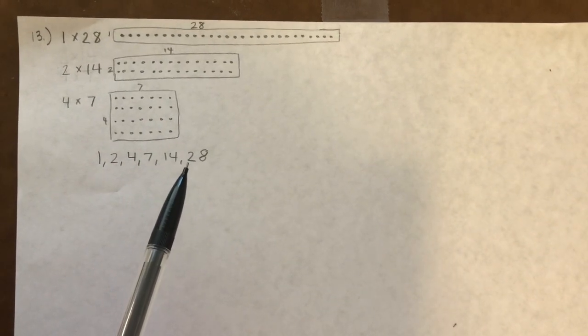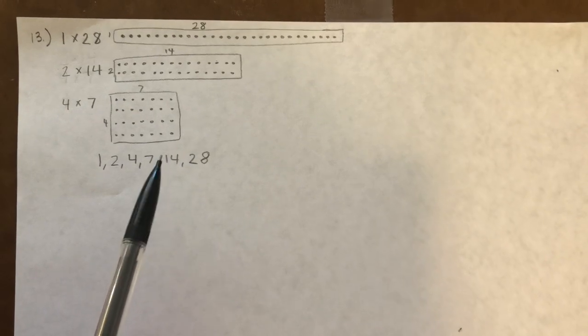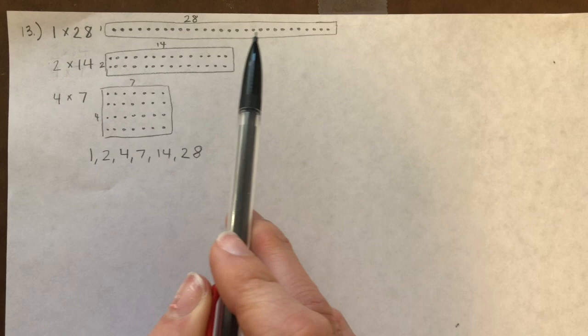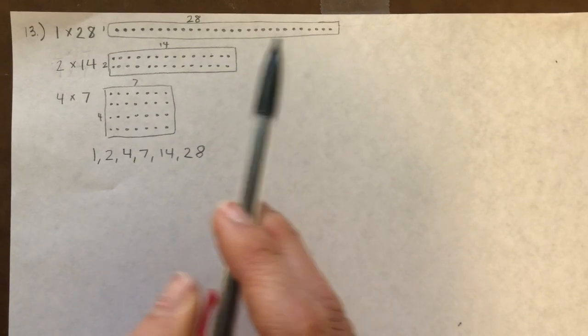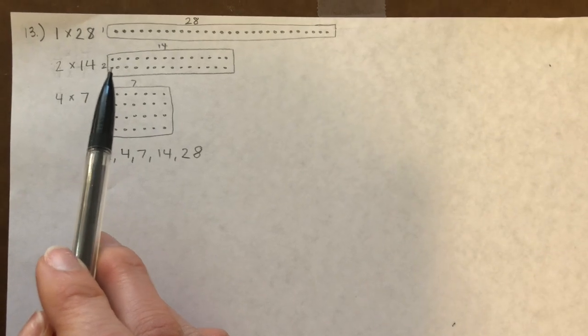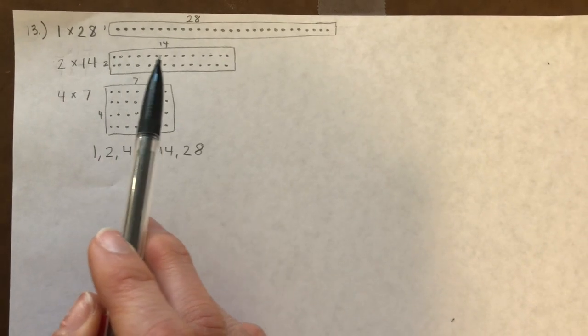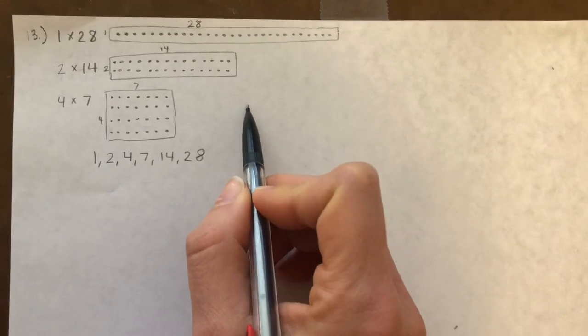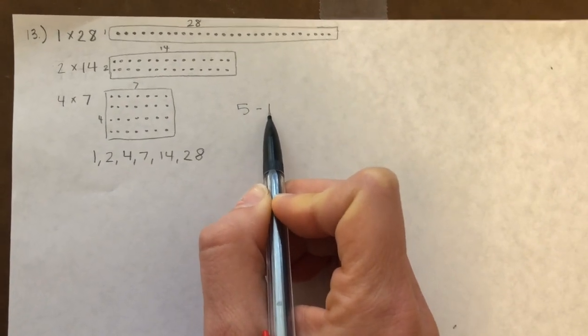So the only requirement is that there are between 5 and 12 plants in each row. So let's look at this row. Are there 5 to 12 plants in this row? No, that's too many. There's 28. Let's look at this option. We've got 2 rows and we have 14 plants in each row. So that's too much because we're looking for 5 to 12 plants.